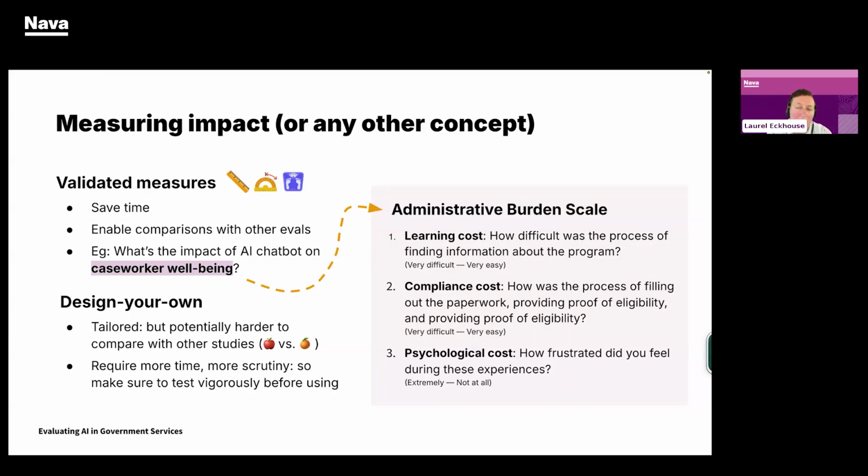But sometimes there's no validated measure that actually gets at what you're interested in. And in that case, you really want to think about how to design your own. It means you can get a tailored measure, but it's potentially harder to compare with other studies. You're really looking at apples and oranges if you're looking at really different measures. And it can also require more time and more scrutiny. So if you're making your own measures, make sure to test them vigorously before you actually deploy them.